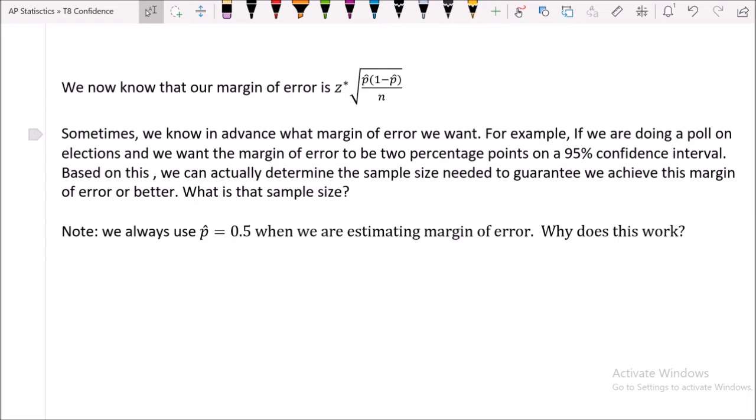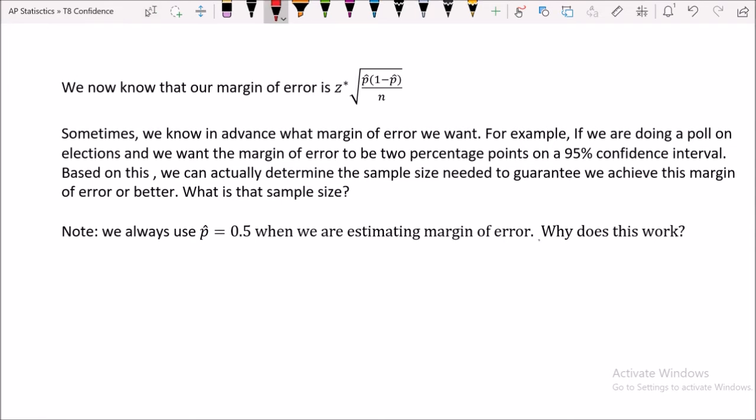Now you might be wondering why that's important, real world wise. Well, a lot of times the companies who are doing these polls are hired to do so. And if they accidentally get a poll that has a really big margin of error, and they have this big wide confidence interval, that's not very usable by the campaign or by whatever group wanted that confidence interval. So sometimes they'll do this calculation in advance so they get a big enough sample size to guarantee that they have an acceptable margin of error. Okay, so here's how we do that.